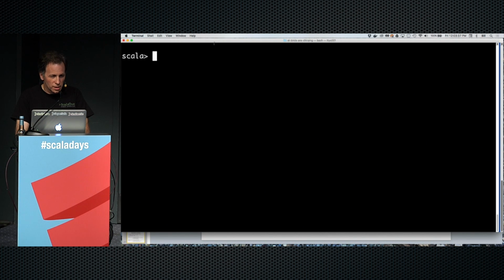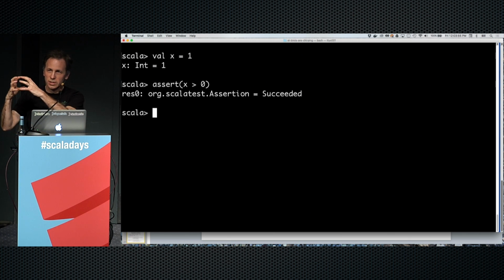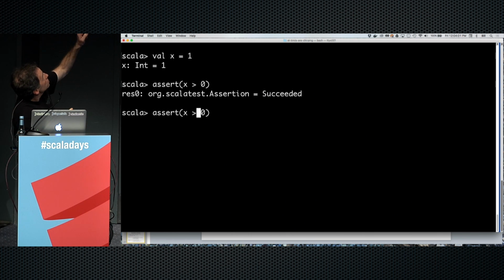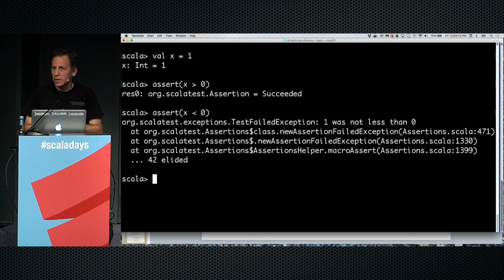This is a version of ScalaTest that's in a branch that will probably be 4.0, I think. So if I say assert, well, I need to make an x, val x = 1. Assert x is greater than 0. This is ScalaTest assert, so you don't get the unit value back, you get a Succeeded singleton back. And that has type Assertion. Assertion is actually not a type alias, it's a trait, but anyway, they mean the same thing. The only kind of assertion you can have is Succeeded. It's sealed. If I say something that doesn't work out, I get a TestFailedException, not AssertionError. And I get an error message. So the macro will look in there and say 1 was not less than 0.